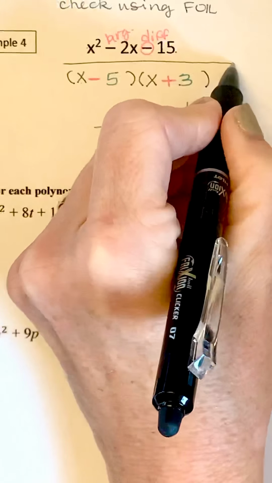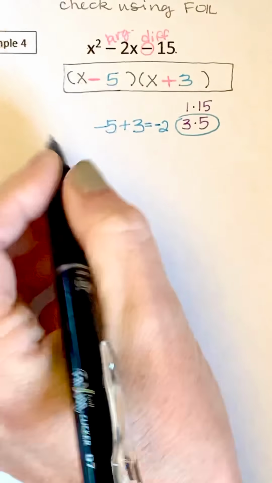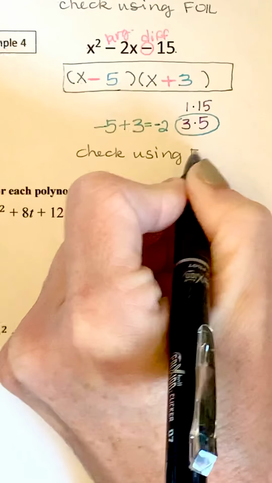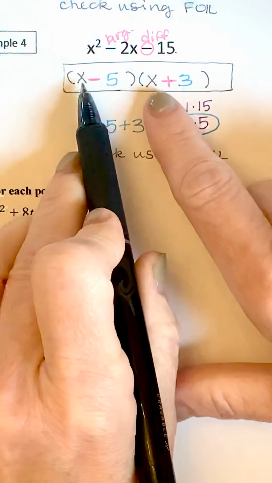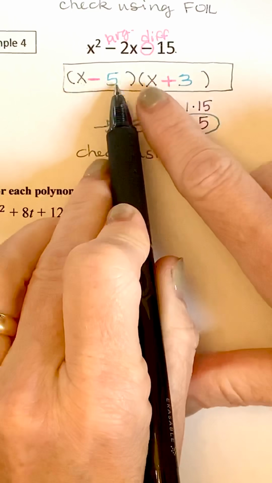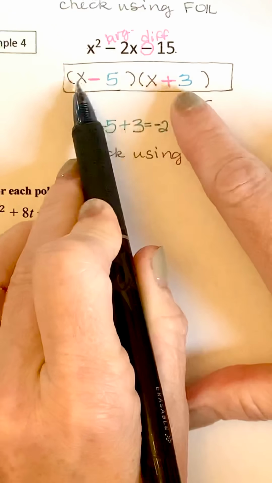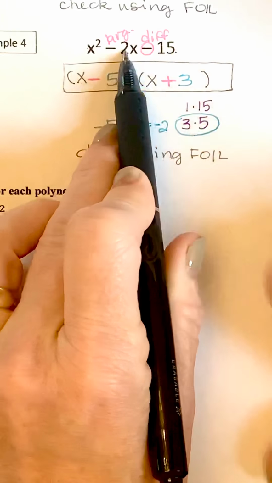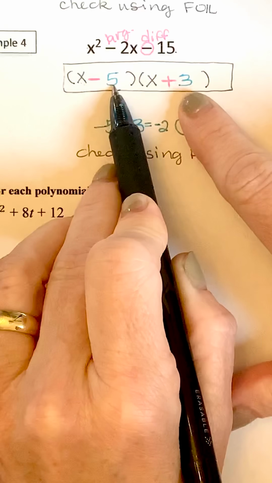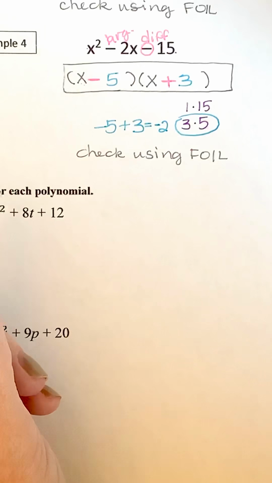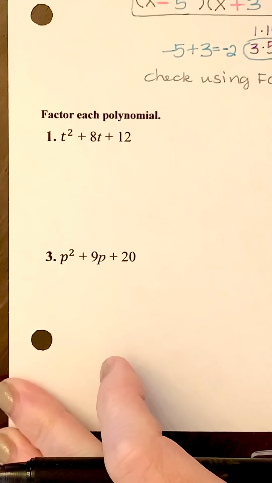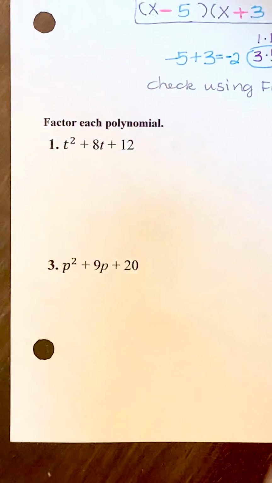So that's my answer. How do you check it? You have to check it using FOIL. So take the time to go, okay, first term's x times x gives me x squared. Outer term, plus 3x. Inner term is a minus 5x. A plus 3x and a minus 5x is a negative 2x. And then last terms, a negative 5 and a plus 3 is a negative 15. So that's correct. All right, now you pause the video and try and work these 4 problems.